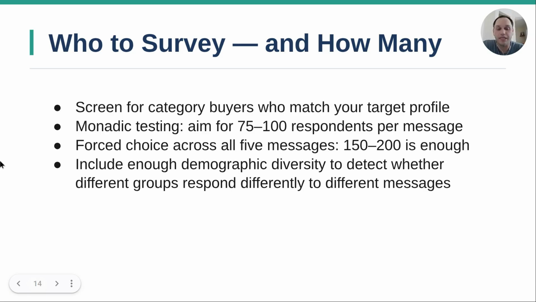Sample size for message testing is smaller than a full market study, but it still needs to be adequate. For monadic testing, aim for 75 to 100 respondents per message, enough to get stable scores and meaningful open-end themes. For a forced choice design across all 5 messages, 150 to 200 respondents is typically enough to get a clear rank order. And always make sure your sample includes enough demographic diversity to detect whether different groups respond differently to different messages. A message that wins with one demographic might not win with another, and that's a finding worth having.